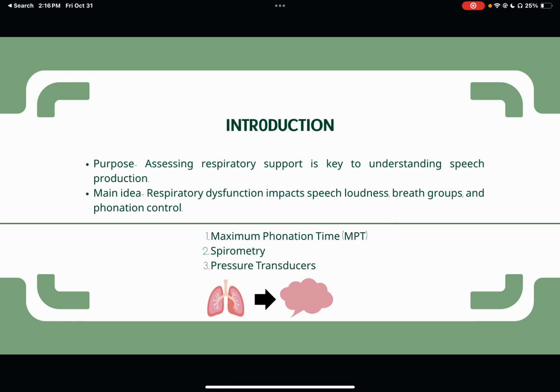In this presentation, I'll be comparing three assessment tools that are commonly used to evaluate respiratory function for speech. The first one is maximum phonation time, also known as MPT, then spirometry, and then pressure transducers. Each of these tools looks at respiration from a slightly different angle, and together they really help us form a complete picture of a client's breathing for speech.